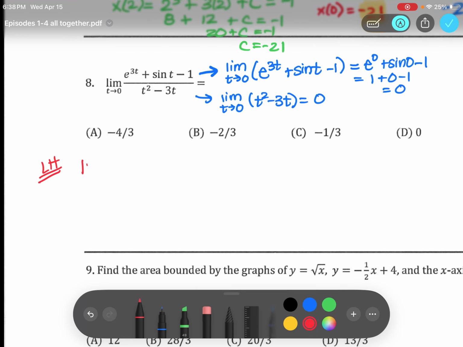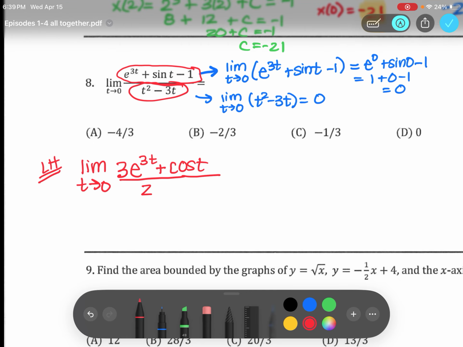rule. L'Hopital's rule says, recopy limit. And then we take the derivative of just the numerator. Well, the derivative of e to the 3t is e to the 3t times 3. The derivative of sine is cosine t. And the derivative of the negative 1 is 0. That's gone. Take the derivative of the denominator, 2t minus 3. And then after we do that, now we can substitute 0 in. So now I have 3e to the 0 plus the cosine of 0 divided by 2 times 0 minus 3.